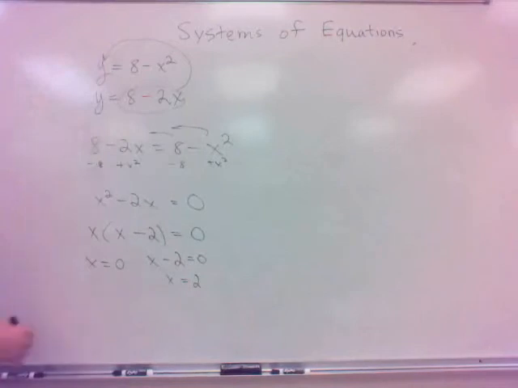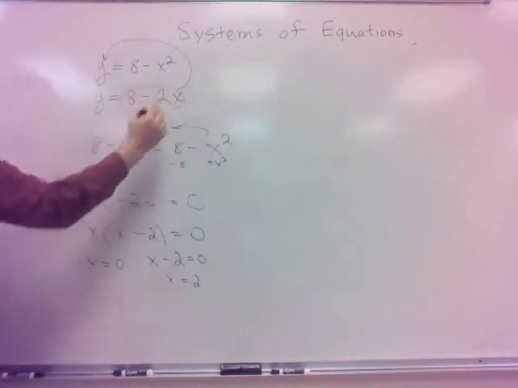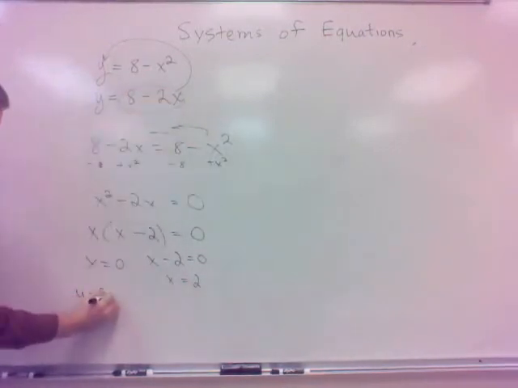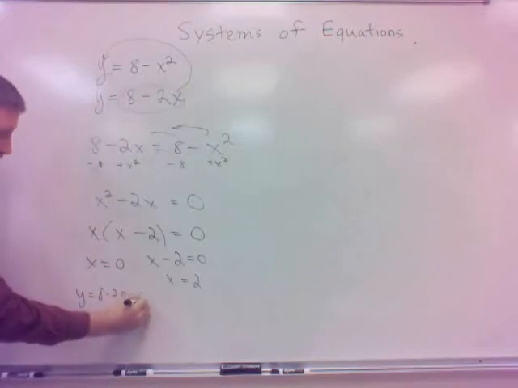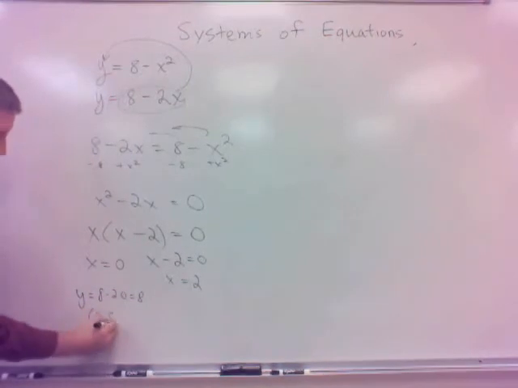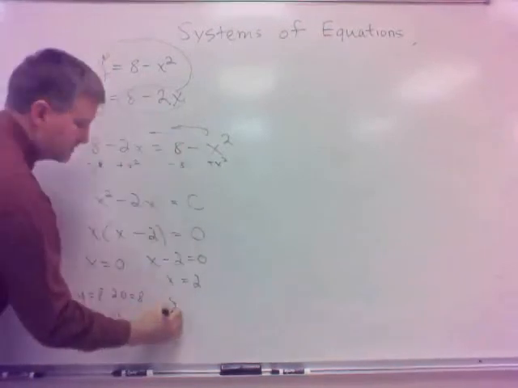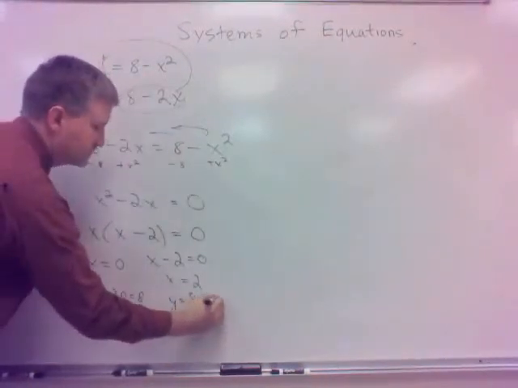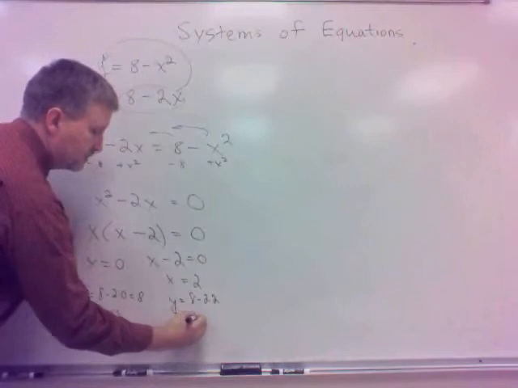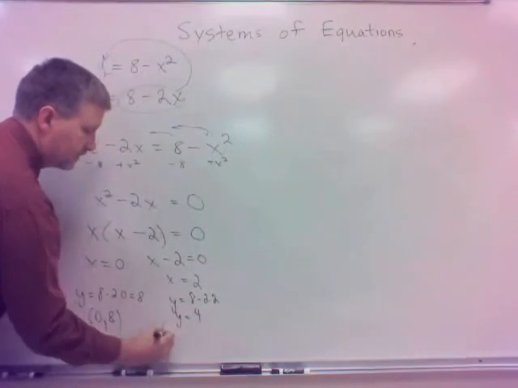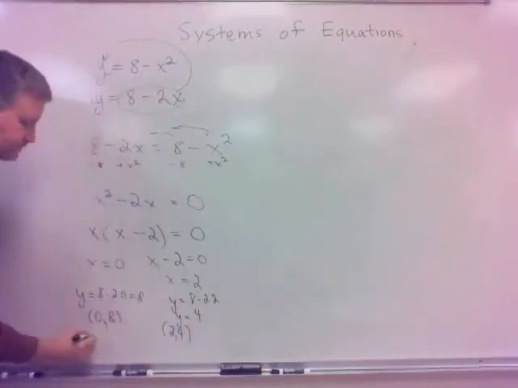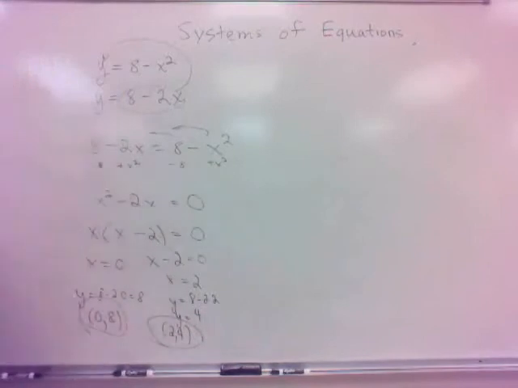Well, I need y's to go with those, so plug in x to be 0 here. Be 8 minus 2 times 0. Yeah, that's y equals 8. 0, 8 solution. Here we've got x is 2, so that would be plug in x to be 2. 8 minus 2 times 2, 8 minus 4. 4? 2, 4 is the solution there. 0, 8, 2, 4.